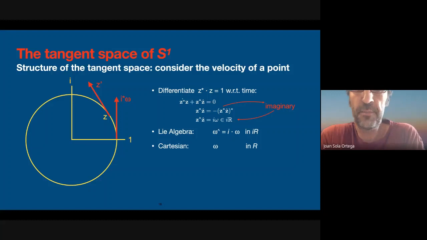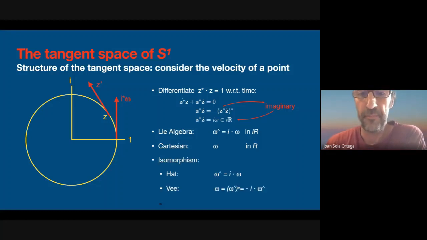So this tangent space has two representations. Let's say the proper one is the Lie algebra, but we can find an equivalent representation, which is the Cartesian, and you can always go from one to the other very easily. So omega hat is I times omega, and the opposite, omega is omega hat v.